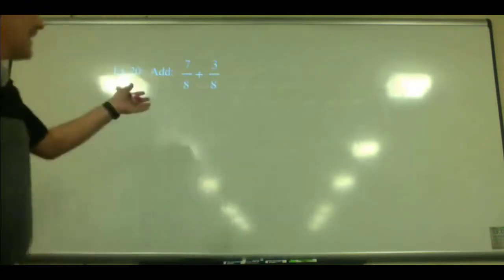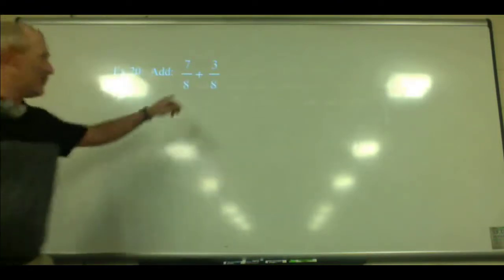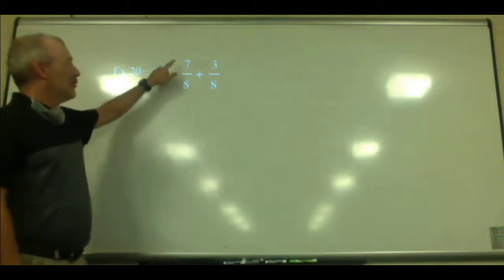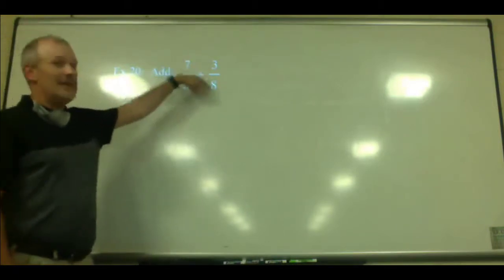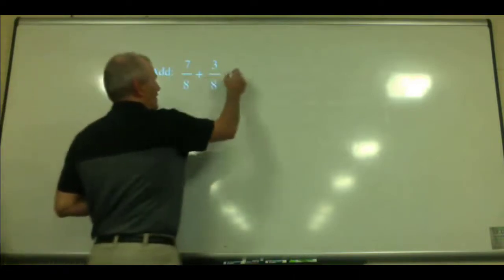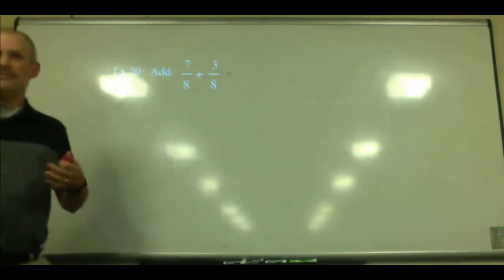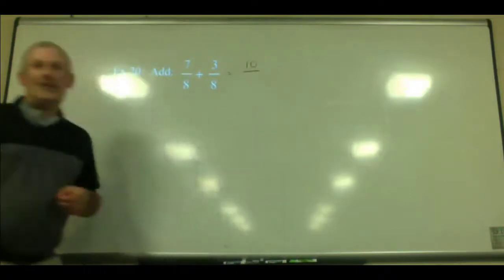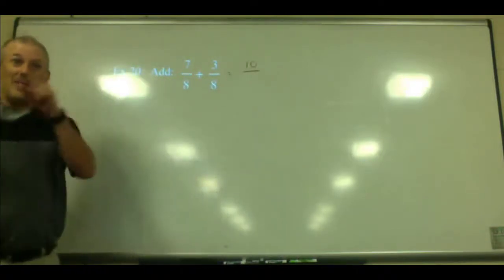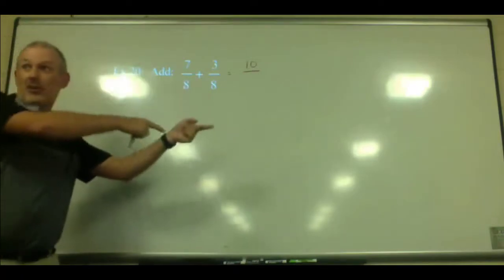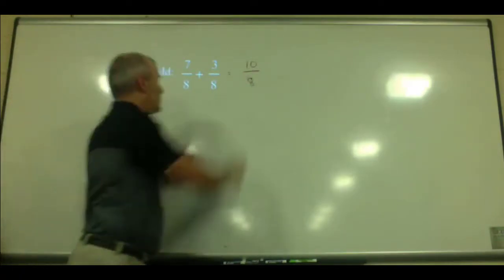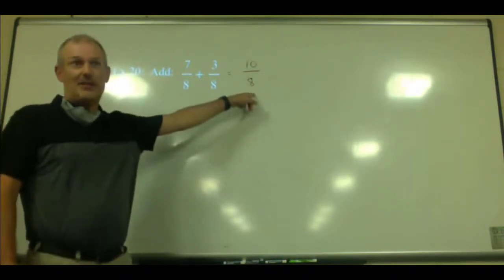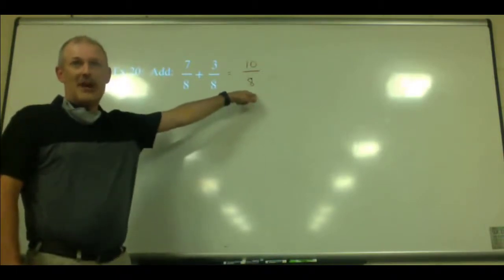Notice these have a common denominator, right? They're both 8. So what we do, we add 7/8 plus 3/8. We add the 7 and the 3, and we get what? 10. Now here's the part you have to be careful of. You don't add the denominator. The denominator stays the same. It had to be common, so it stays common all the way through. So it's also an 8. That's the common denominator.